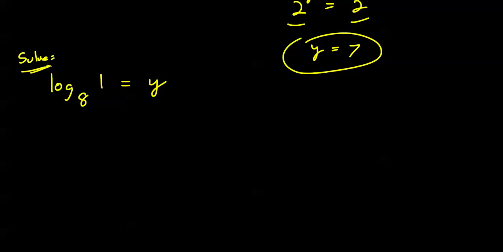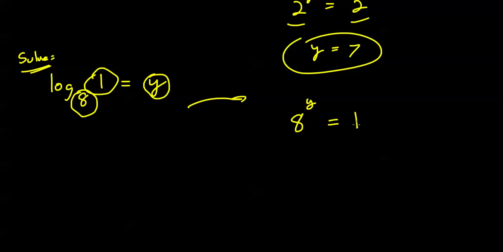Solve this equation. The log of 1 base 8 equals y. If I start out in logarithmic form, I can convert to exponential form. Y is the exponent we put on 8 to get 1. Well, let's see. This tells me then 8 to the yth power equals 1.